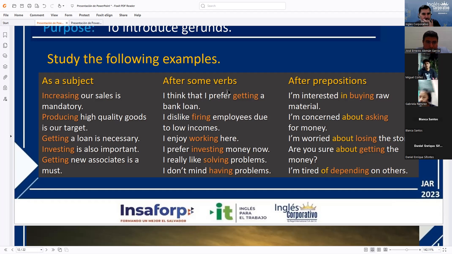Okay, after some verbs: I prefer getting a bank loan. I dislike firing employees due to low incomes, due to low productivity. I enjoy working here. I prefer investing money now. Someone told me an inversion, teacher. No, inversion is like this, and you invert it. No, investment.